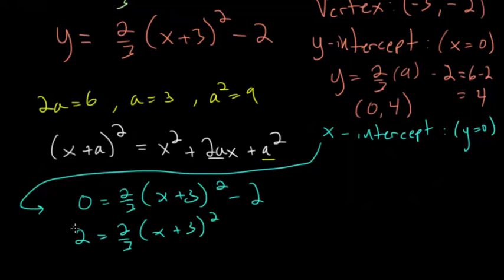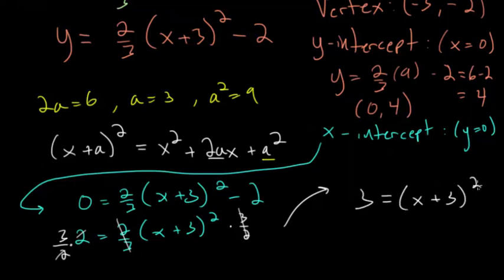We can multiply everything by 3 and then divide by 2. Or in other words, we can just multiply each side by the reciprocal of this, 3/2. And by doing that, we'll be able to cancel out the fraction on the right-hand side. And on the left-hand side, the 2's cancel. We just get 3. So this is now 3 is x plus 3 squared.